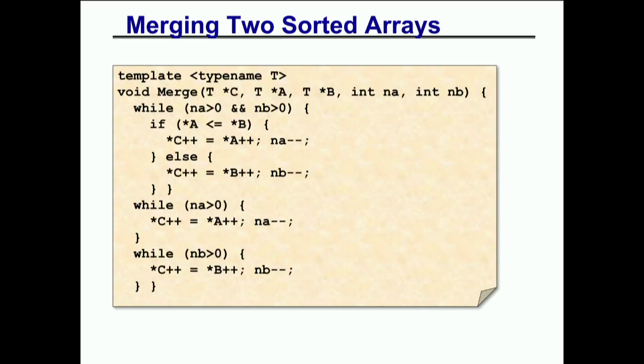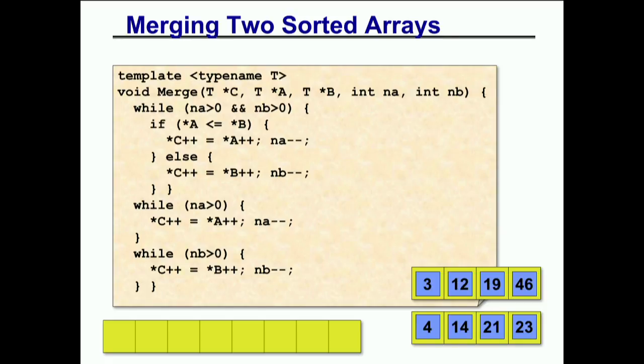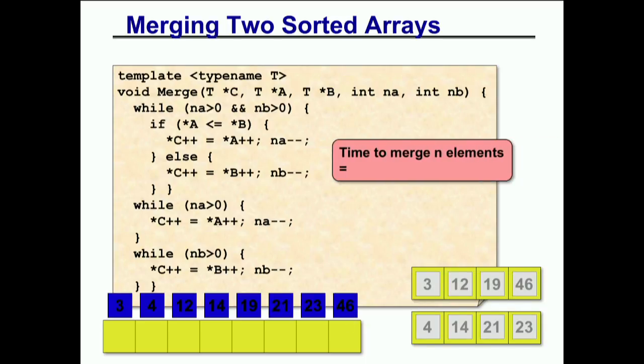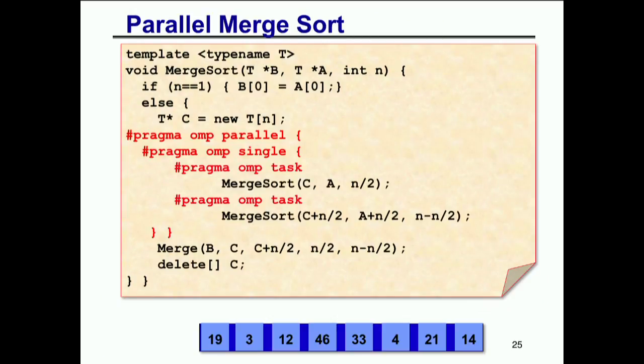This is the code for merging. You don't even need to think about it because you probably have implemented it enough times, or there's a merge function in every library, like STL merge, okay? And an unnecessary merging illustration. And the time to merge is linear, right? You just scan both arrays.